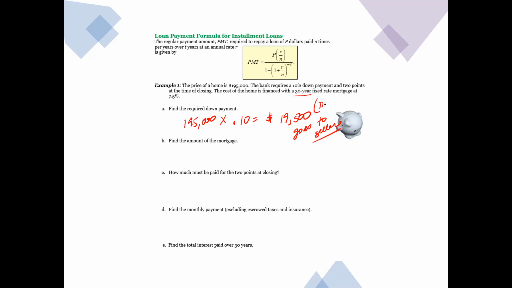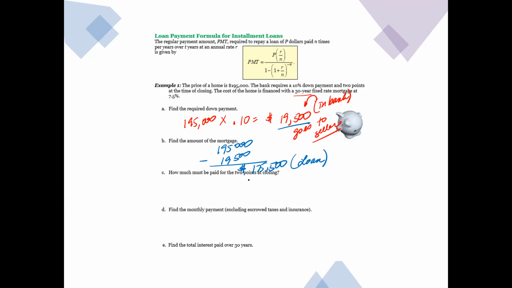You must have this in your bank. You can't take another loan on top of the loan you're taking. You have to have this amount. Find the amount of the mortgage. Your amount of the mortgage is going to be $195,000 minus what you should already have in the bank, which is here. So your mortgage, which is a loan that you're going to be taking from the bank, is $175,500. This is the loan that you will have to pay.